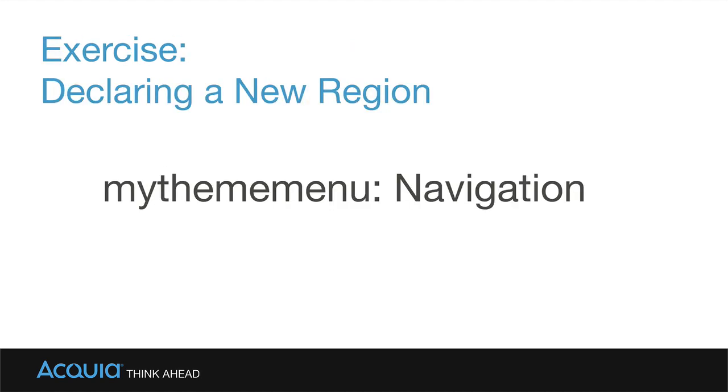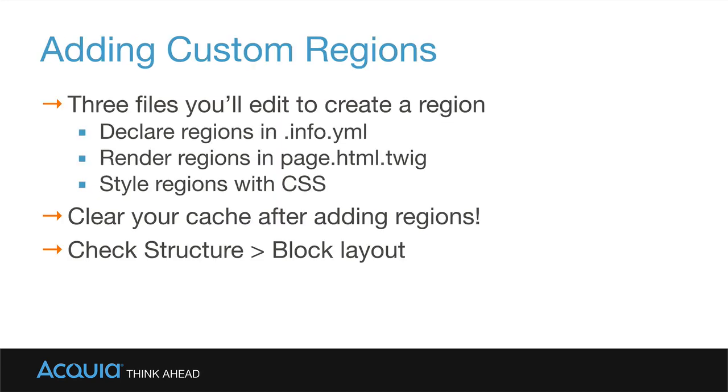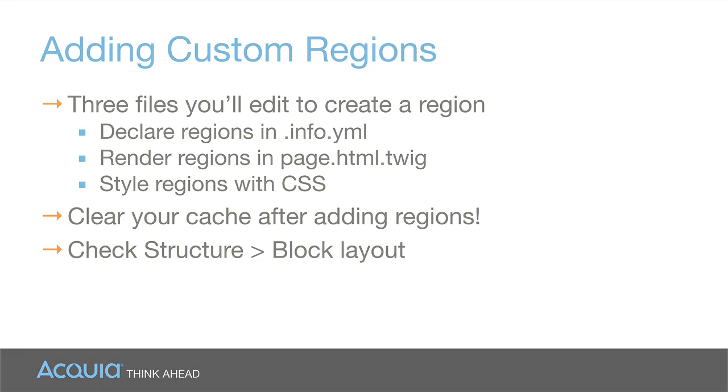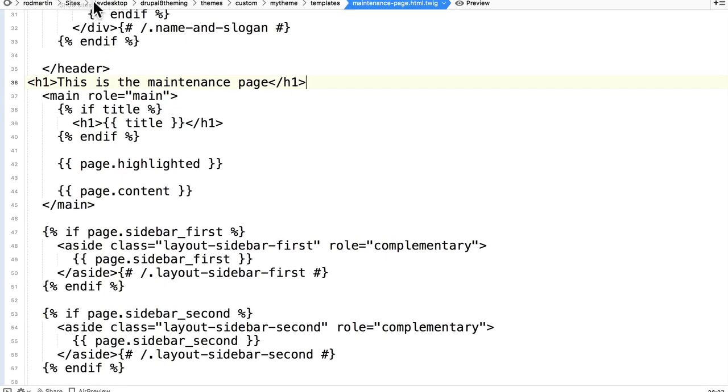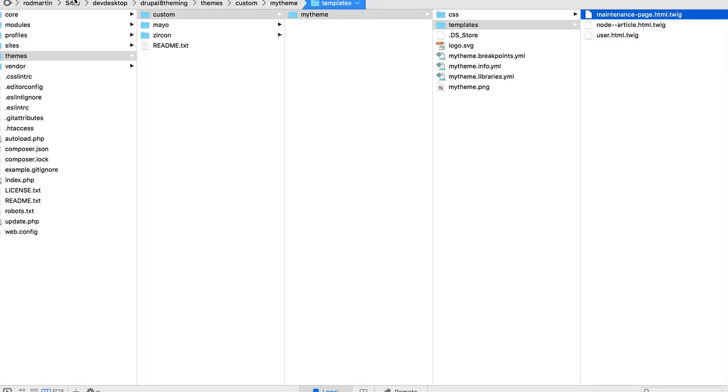So we're going to add a navigation region. We've created the CSS for you, so you won't have to do that yourself, but we'll follow those 3 steps again. Declare the regions in the .info.yaml file, render the regions in page.html.twig, and then we'll apply some CSS. All right, let's dive into that. The first thing we need to do is to go ahead and update our info file.